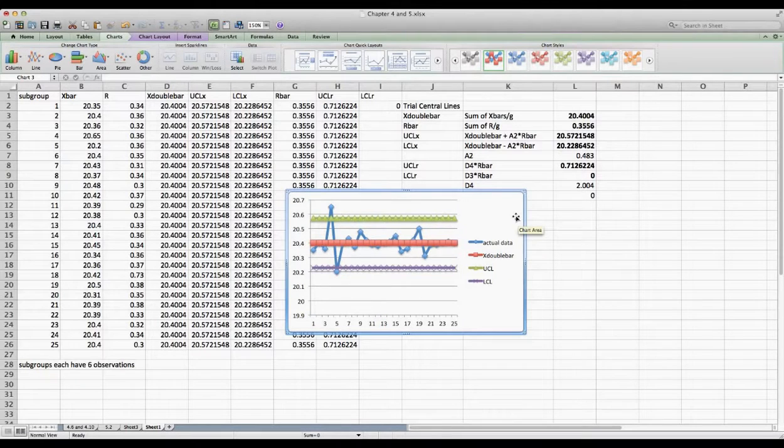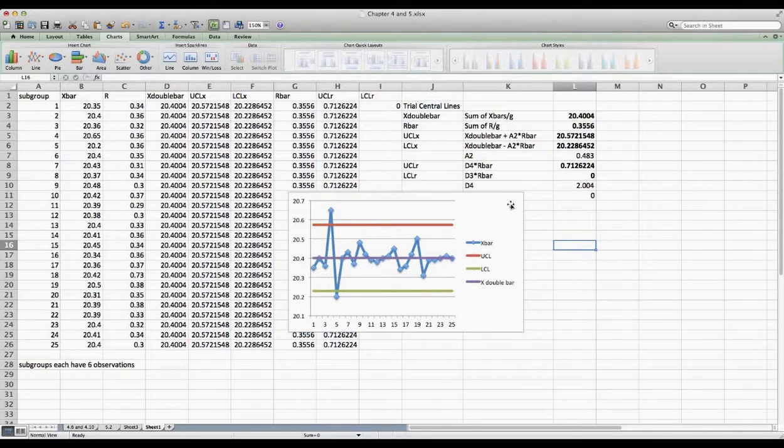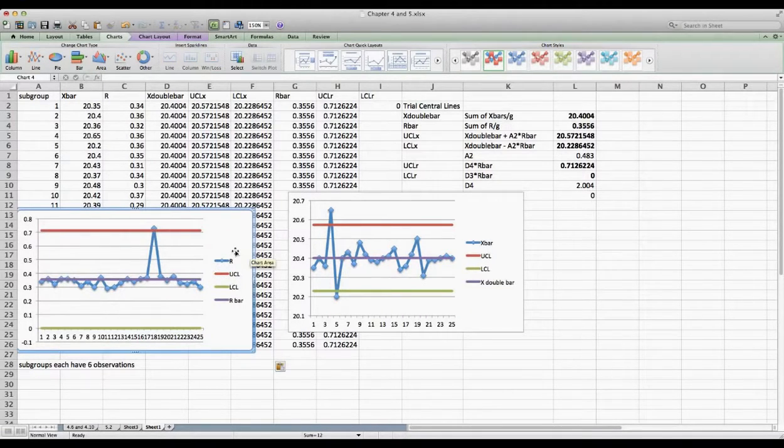Done. With a little bit of formatting, I want to take all of these points off and just make them simple lines. What I can create is something that looks like this. Beautiful. Got my actual data in here. Got my X double bar line. Got my upper control limit line. Got my lower control limit line. Done. And I could do the same thing to construct the R chart. Okay, we're done with step number 4 of constructing control charts for both X bar charts and R charts.